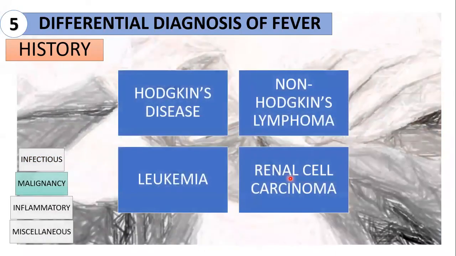As for malignancy, the most common diseases related to having fever are the following: Hodgkin and non-Hodgkin lymphoma, leukemia, and renal cell carcinoma. All of them have dysregulated cytokines manifesting commonly as fever.